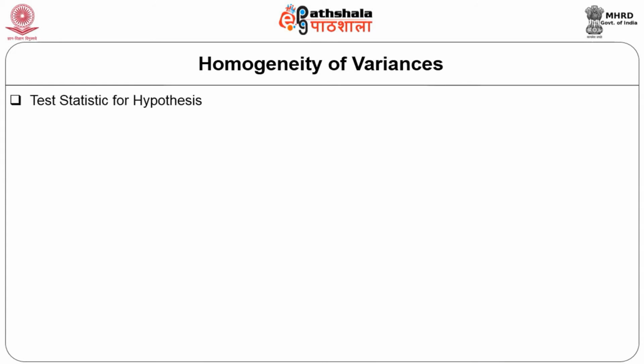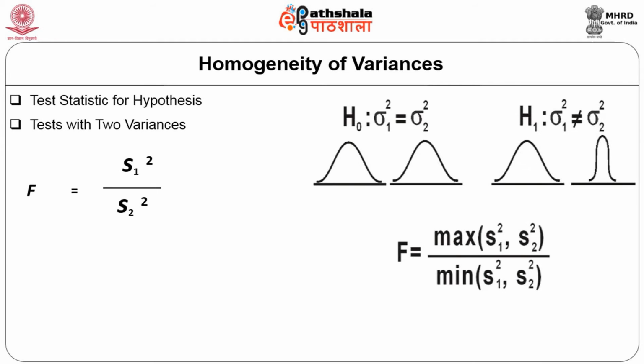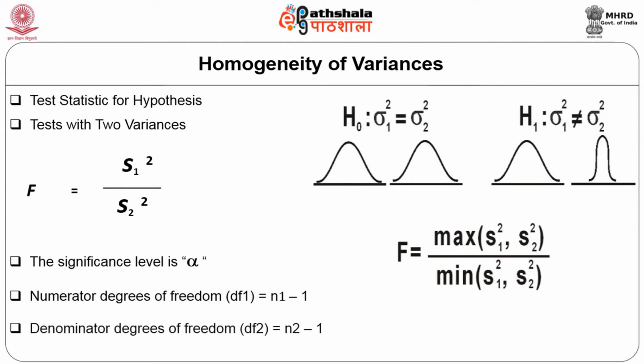The second one is homogeneity of variances, or seeing that the variations are the same in the two groups. If you see on the screen, the test of hypothesis with two variables, you have two distributions or two groups of data. If your variations are the same, the null hypothesis is sigma 1 square is equal to sigma 2 square, that means the variance of the first group is equal to the variance of the second group. Even the shapes are the same, we can see in the figure. And in the alternative hypothesis, the variations are not the same, that means H1 is sigma 1 square is not equal to sigma 2 square, we can see the shapes are different.